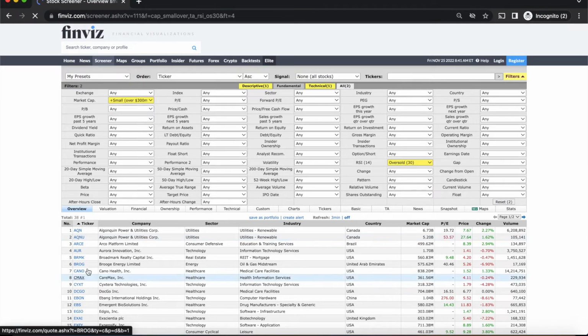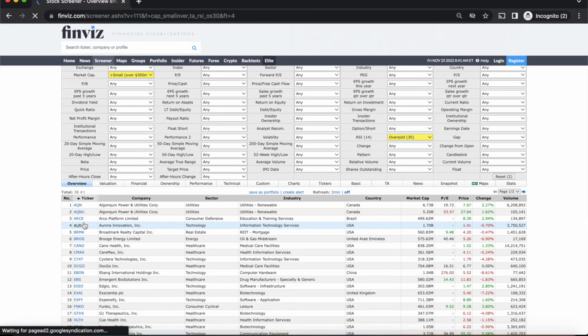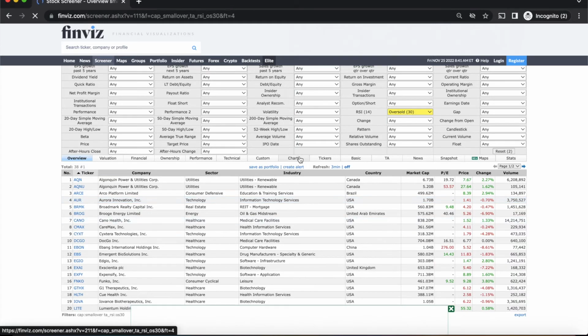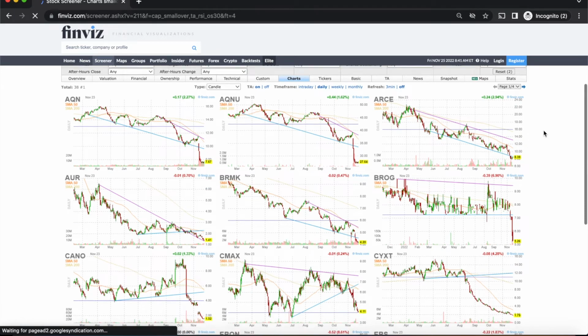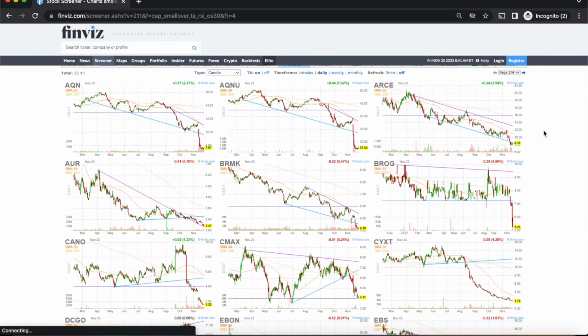Now you can see we have 38 stocks. Let's say right now I'm not putting any other filters over here. So I can go to the charts and I can view multiple charts on one screen. And so what is the common trend that you see here?